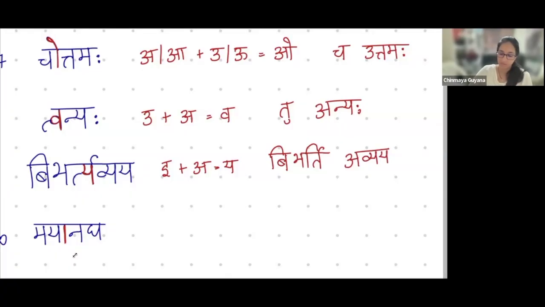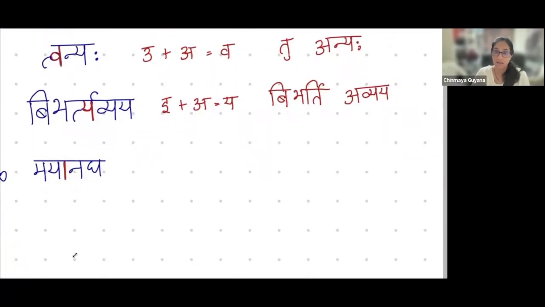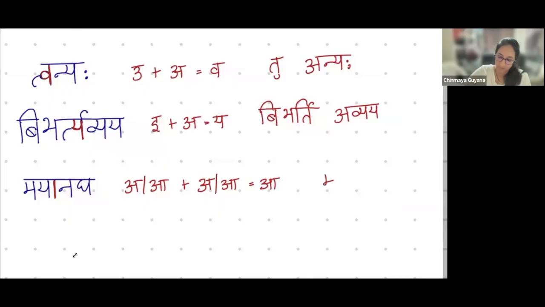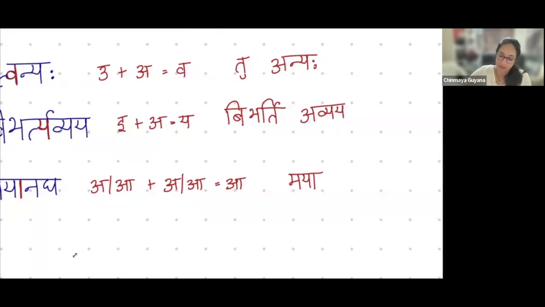The last one, mayanagha, is a or a plus a or a equals a. So it's maya or maya. It's actually maya, this word. It's anagha or anagha. It's actually anagha.